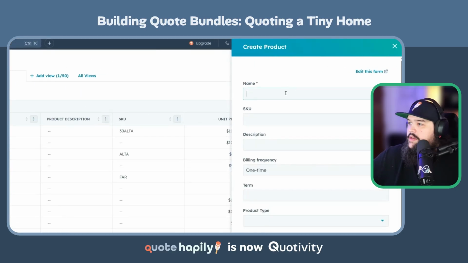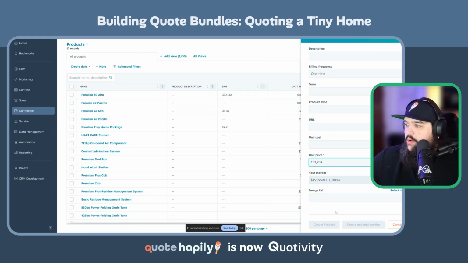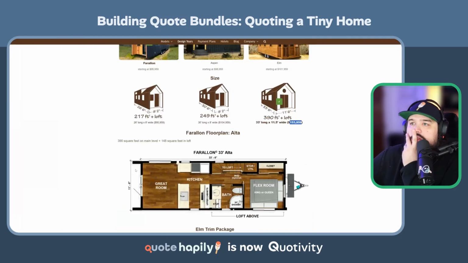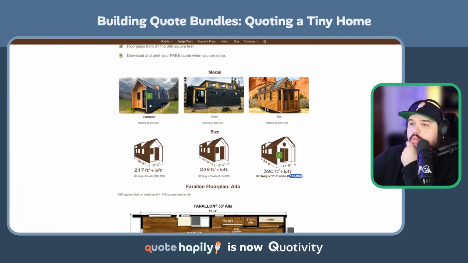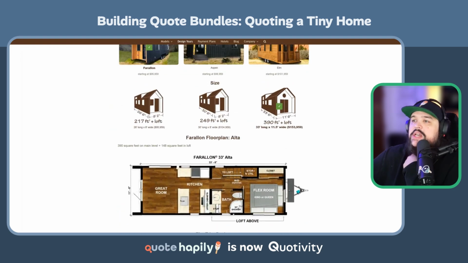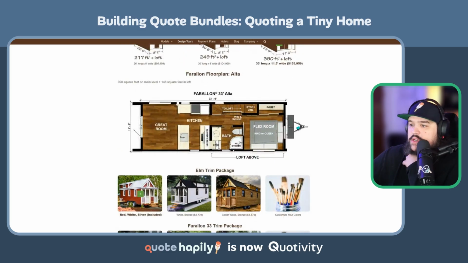So product Farallon 33 Alta, and then 33 Alta. And this is 153,000. This is the big boy. There's only one of these, right? So the way I'm looking at it, no matter which Farallon you're choosing, one of these 5 is the base. So this is going to be the first product. We'll call this the size field when we go in there.